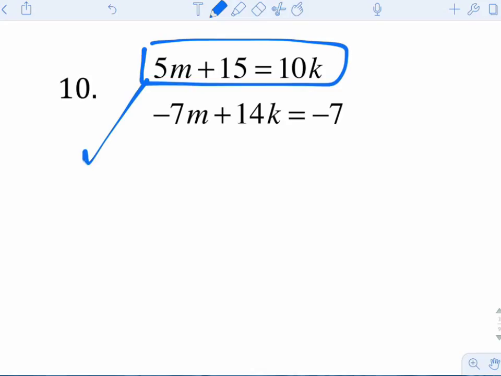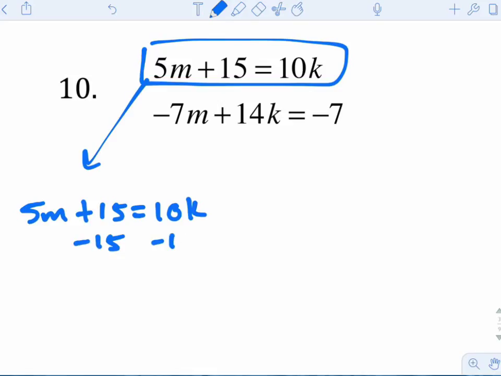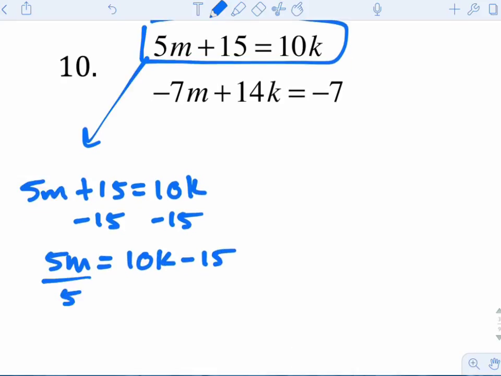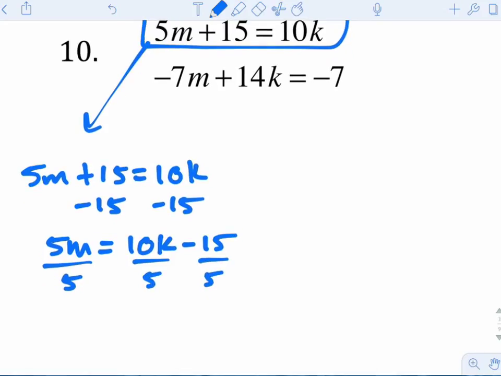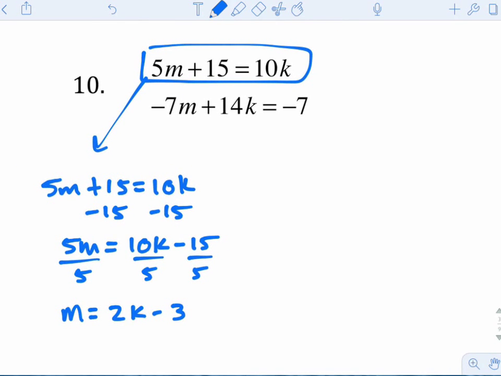So, we're going to do our dirty work over here. 5m plus 15 equals 10k. Let's subtract 15, right? We're trying to isolate this m. 5m equals 10k minus 15. We'll divide both sides of this equation by 5, yielding, all right, so we've isolated m. m must be equal to 2k minus 3. Okay? Awesome. So we're assuming that both of these statements are true at the same time. And so if they are true at the same time, then m must be equal to 2k minus 3.